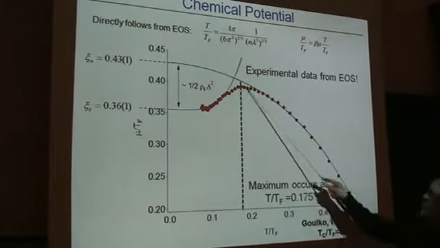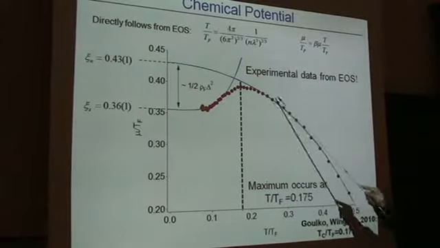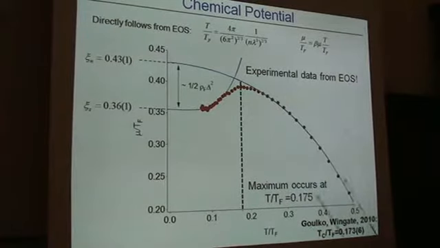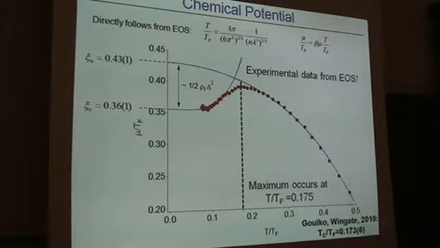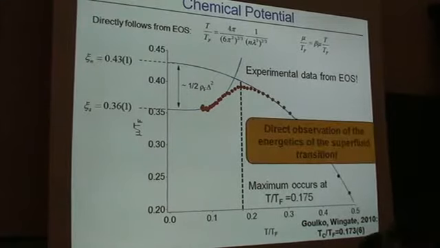There is a maximum, but there is no direct thermodynamic meaning to that maximum. It's just a rough indication of where I go from single fermions to pairs, essentially, and that occurs at this point. I'm not saying that this is the critical temperature, but as a marker, the recent prediction by Gulko-Wingate is Tc over Tf is around there, 0.17.